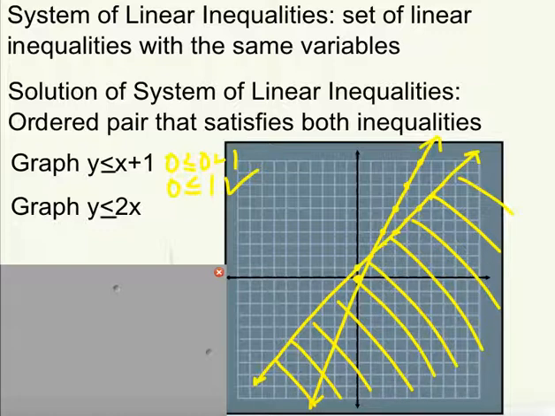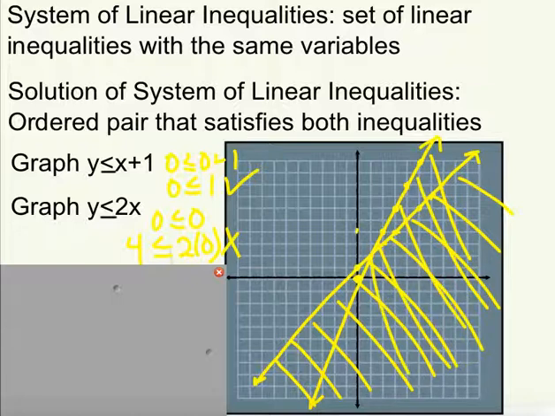But we still need to shade this other one. So we would say 0 is less than or equal to 2 times 0, and that is a true statement, so we would include 0. Now that's on the line, so maybe I pick a different point, just to make sure I know where to shade. Let's say this point right here, which is 0, 4. Is 4 less than or equal to 2 times 0? No, it is not. That's not a true statement, so I'm not going to include that point, which means I need to shade this way.